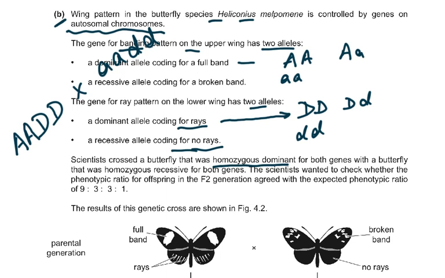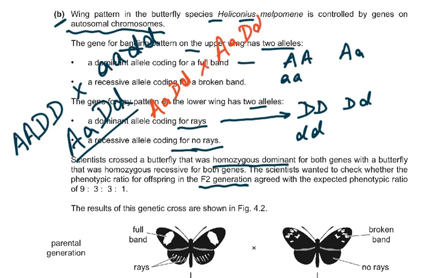The scientists wanted to check the phenotypic ratio for offspring in the F2 generation. So you see all the offspring here are going to be AaDd. This would be the F1 generation. Now, when you cross AaDd with AaDd, so both are heterozygous, then you get a 9:3:3:1 ratio. This is what we know.